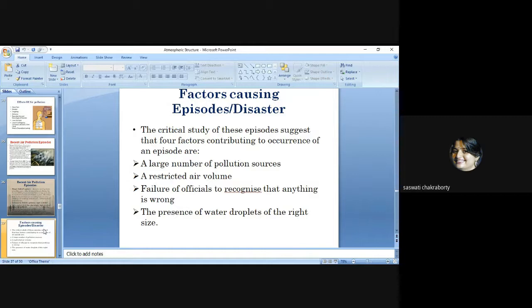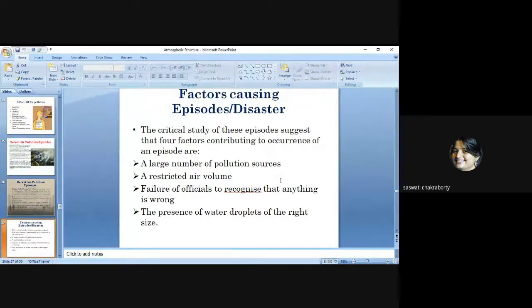Now, what are the factors that actually cause these disasters? These are the factors. The critical study of these episodes suggests that four major factors contribute to the occurrence of these disasters. One is a large number of pollution sources. See, a single reason cannot be the main reason for a disaster.